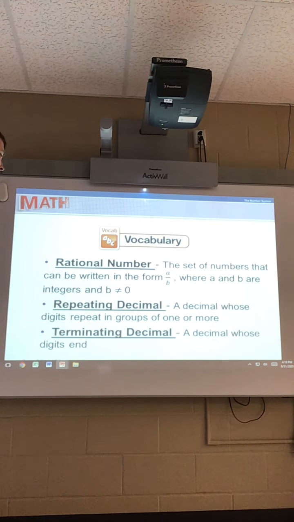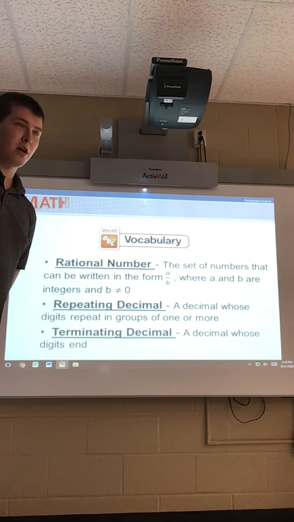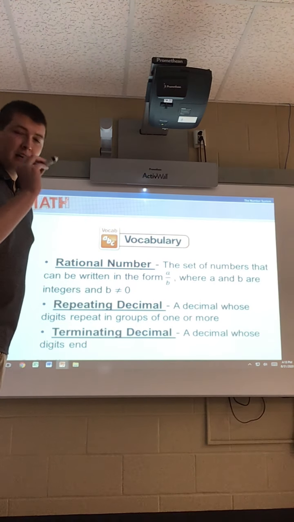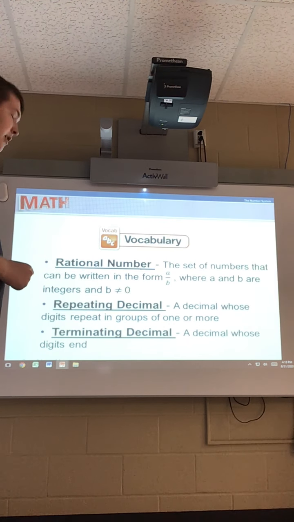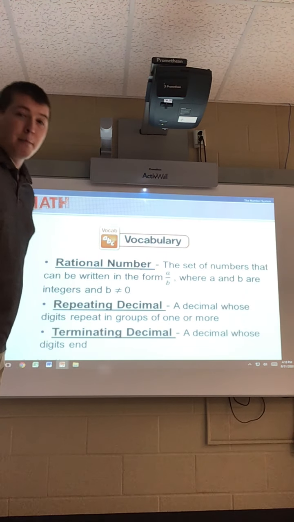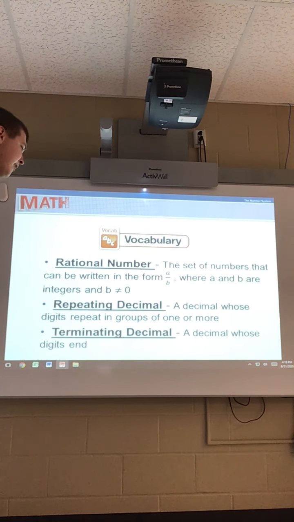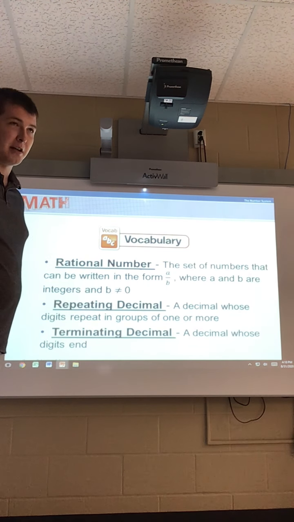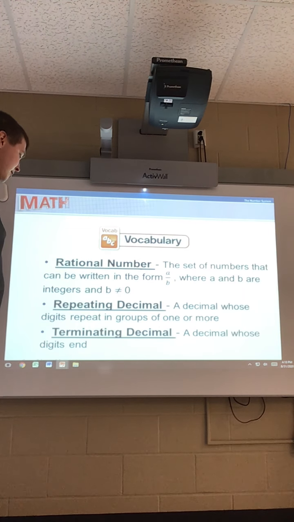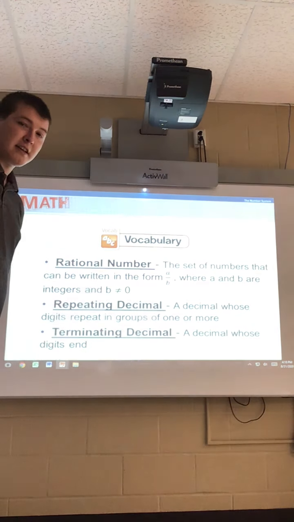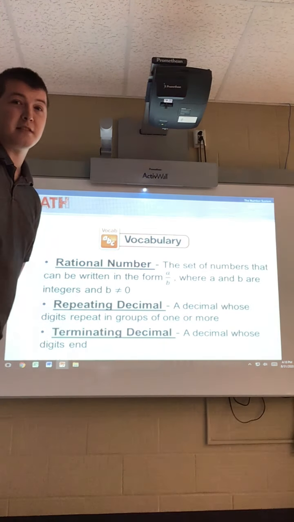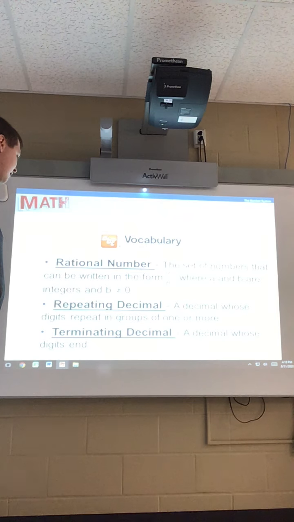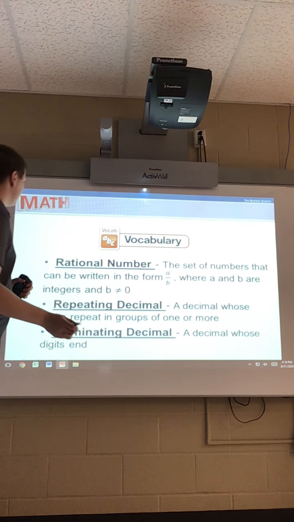Repeating decimal: a decimal whose digits repeat in groups of 1 or more. That's where you see that little line above some numbers, meaning it goes on forever and ever, repeating that same number or numbers. And then a terminating decimal, which is my favorite kind of decimal, is a decimal whose digits end, like 0.625. That's a terminating decimal because it stops. And that is the best kind of decimal, right?